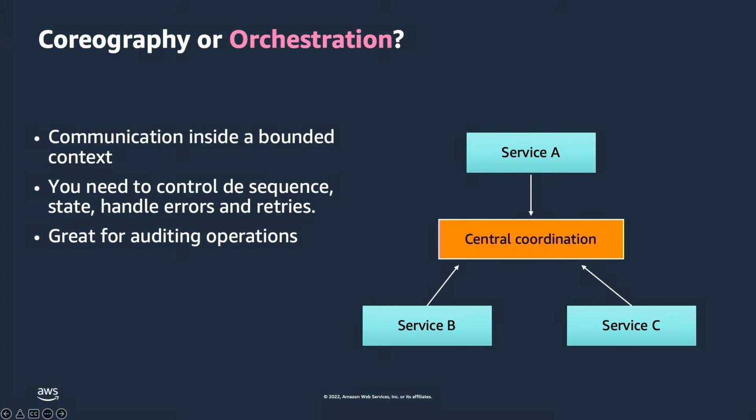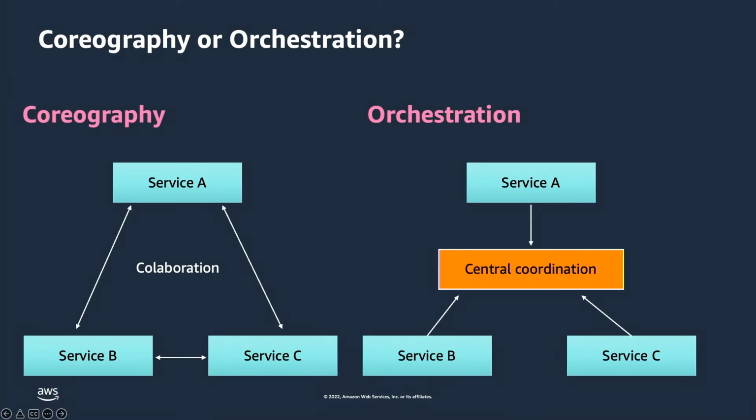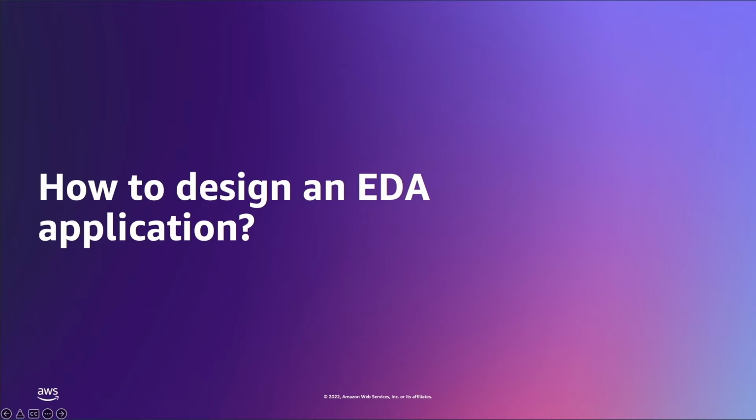Orchestration is communication inside a context, inside a bounded context, inside a microservice. You need to control the sequence, the order, the handling of the errors. You need to handle the retries. You are in control of the data sources. You want to audit every step of the way. So choreography between microservices, orchestration inside microservices. That's kind of a good rule.